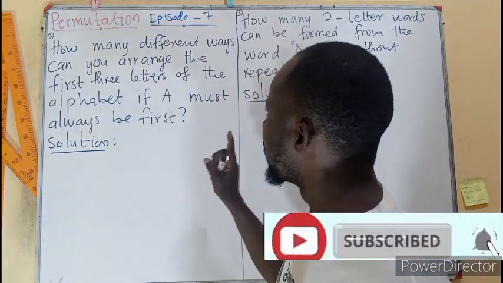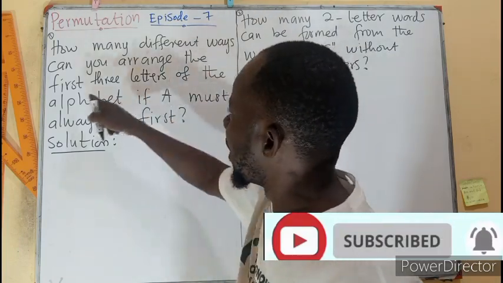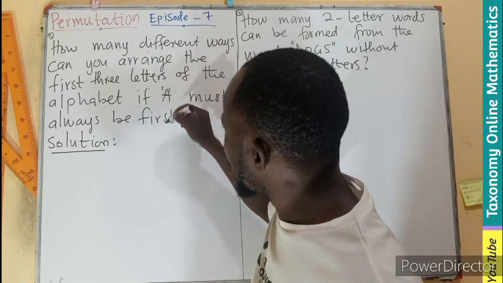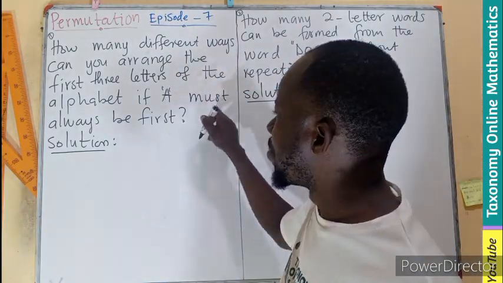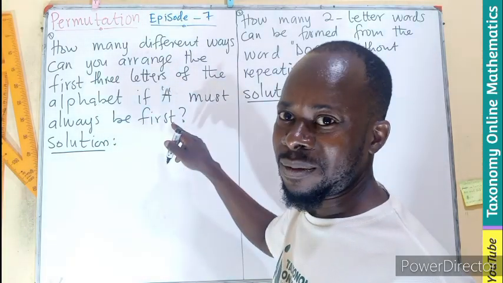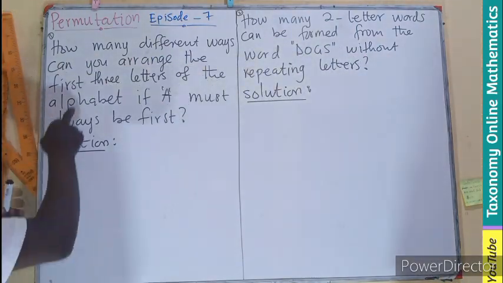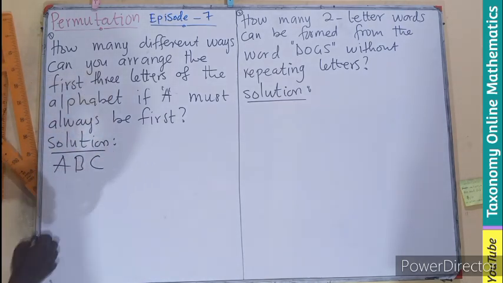So, how many different ways can you arrange the first three letters of the alphabet if we are picking A as the first letter? So, A must always be the first. What are the first three letters of the alphabet? We have them to be A, B, C.